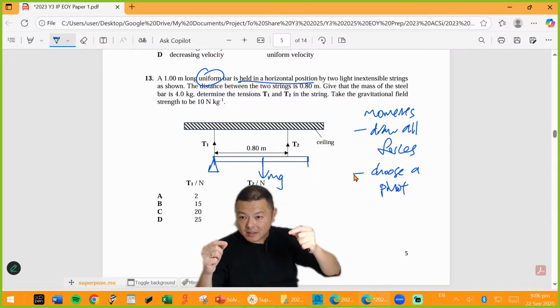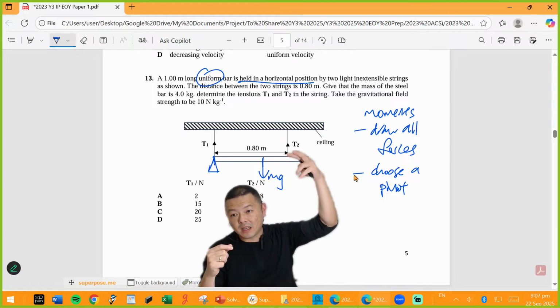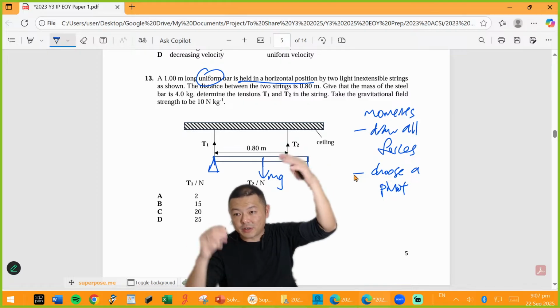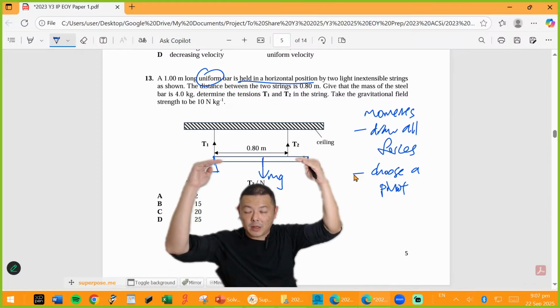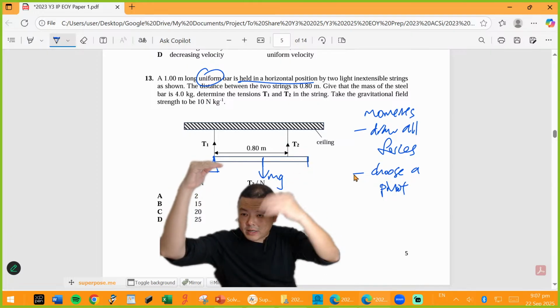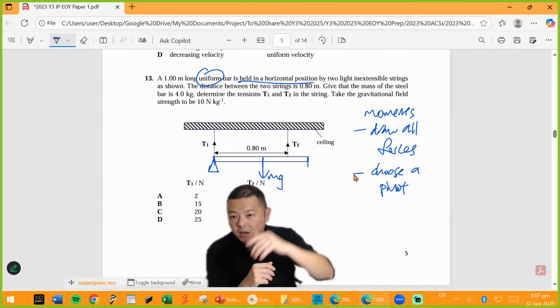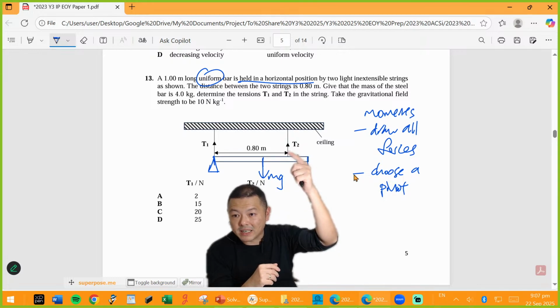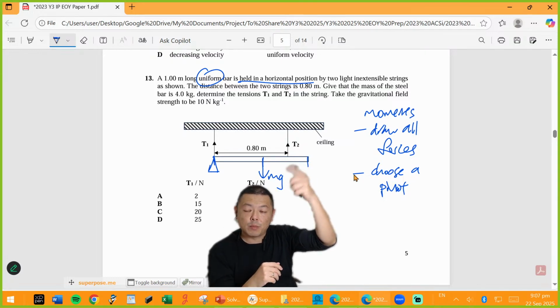If they are not balanced, let's say for example, you cut the string here, Seth. Right? What will happen to this bar? It will swing clockwise, right? It will rotate clockwise. You get it, Seth? Okay. But it's not, right? The string is there. It's holding it up. So the moments are balanced.